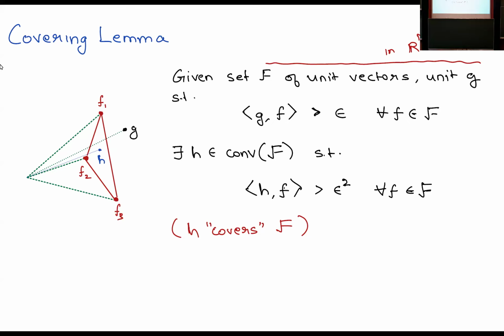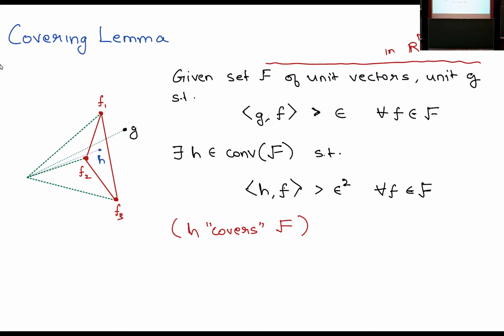And the vectors in this family F form a cone around G in the sense that they all have inner product at least epsilon. Then you can find a point H, which is in the convex hull of this family, such that the vectors also form a cone around H. The inner product suffers a quadratic loss. So if all vectors in F have a large inner product with G, then they also have a large inner product with some H in their own convex hull.